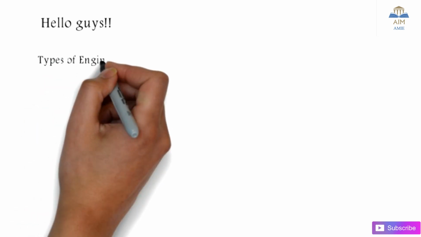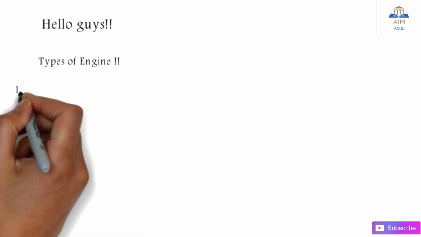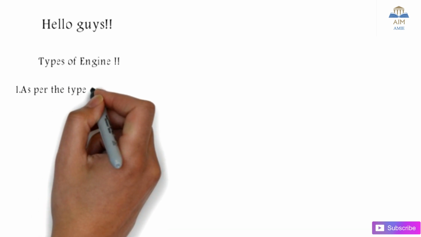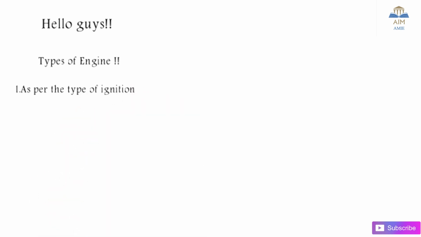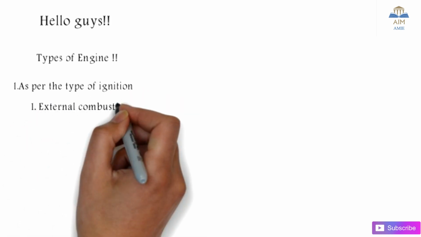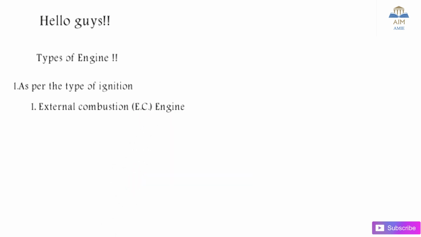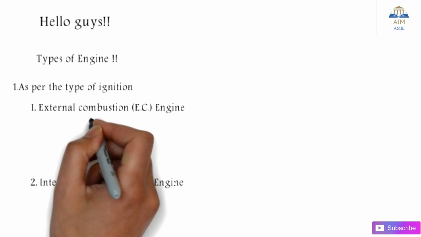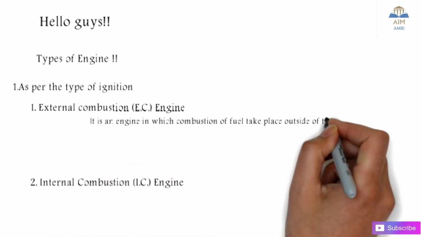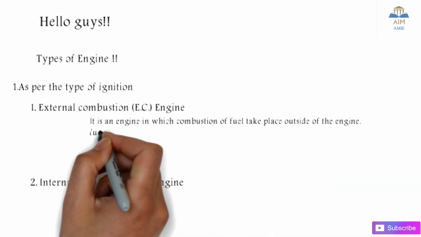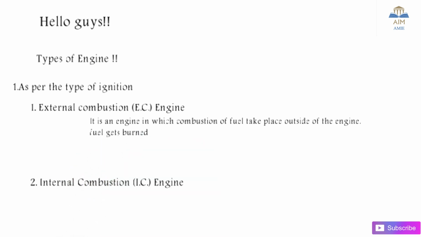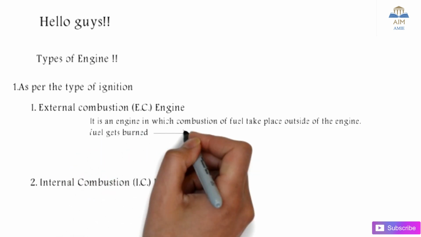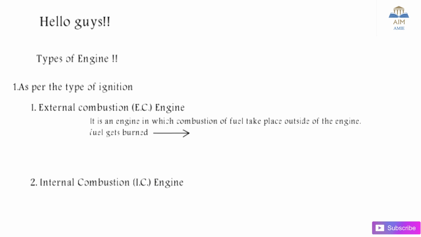So guys, in this video we will be learning the types of engine. The first one is, as per the type of ignition, we have the external combustion engine, EC engine, and the internal combustion engine, IC engine. In the external combustion engine, the combustion of the fuel takes place outside of the engine. The fuel gets burned, which produces heat, which generates more steam at high pressure and high temperature.